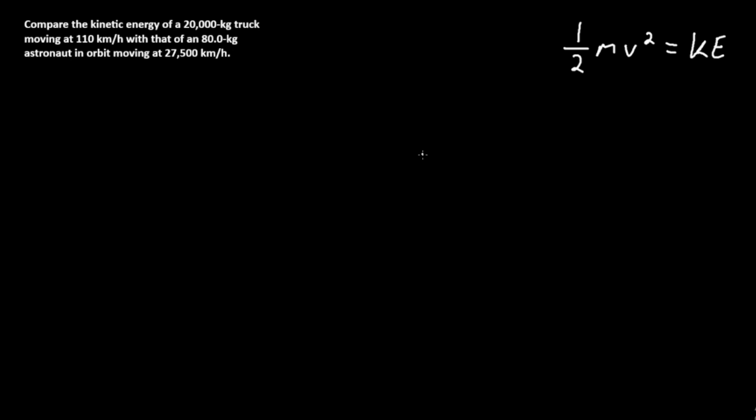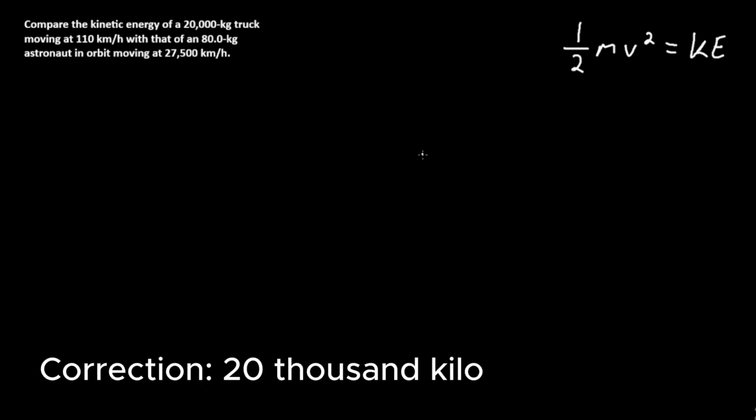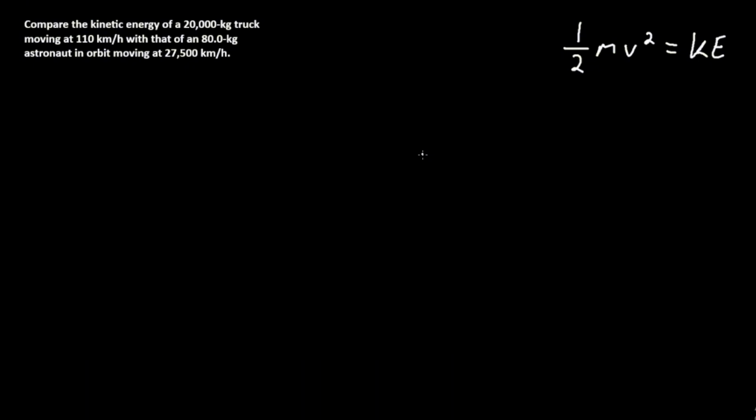Compare the kinetic energy of a 20-kilo truck moving at 110 kilometers per hour with that of an 80-kilo astronaut orbiting at 27,500 kilometers per hour. Okay, we need to do some unit conversions. So let's do that. So km per hour. Let's convert kilometers first. So we have 1 km down here, and then 1,000 meters up here.